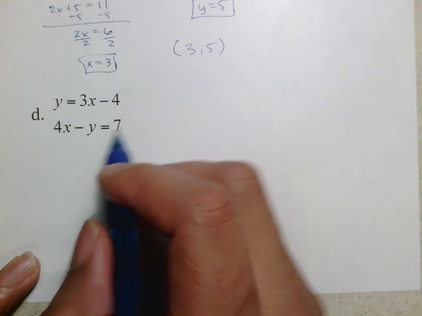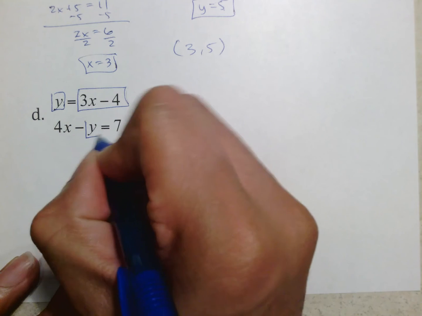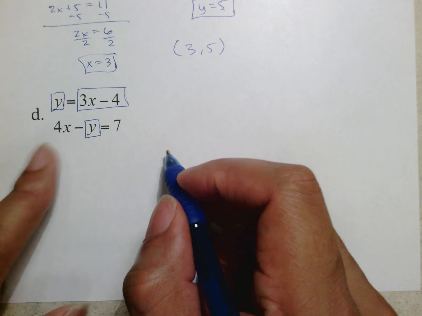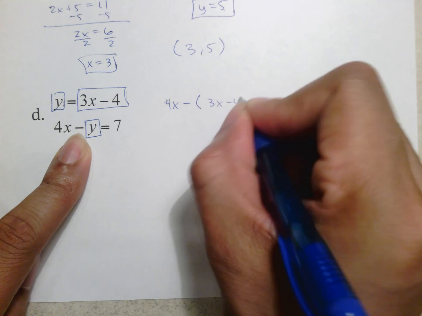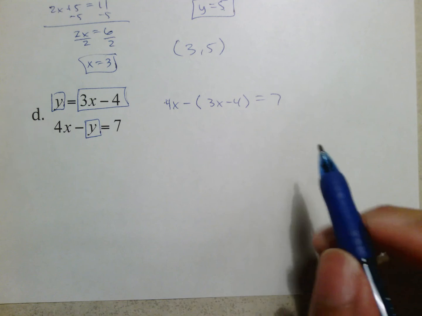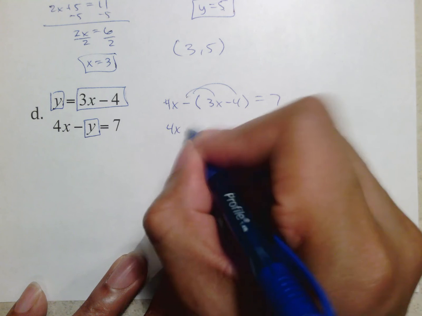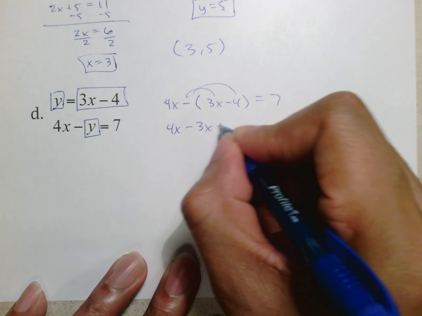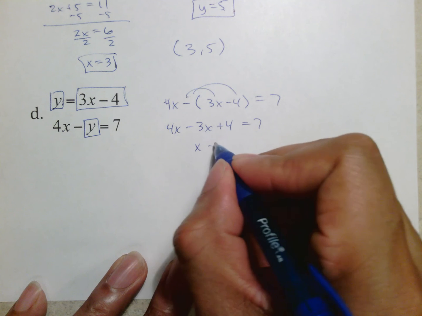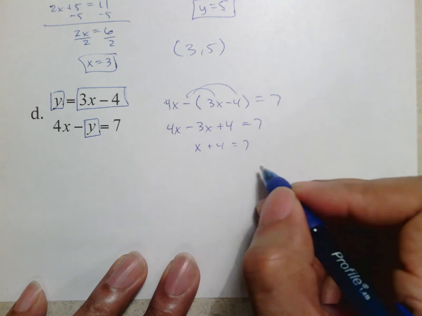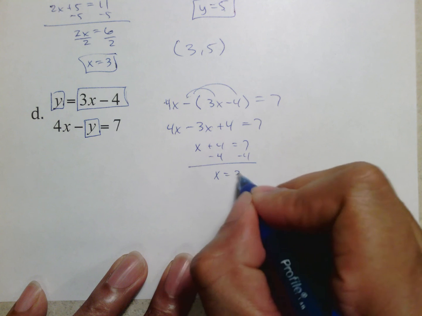When we look at question D, I see a y equals, or a y all by itself, so I put a box around it. I put a box around where it's going to go, and I have to be careful because it is negative, so I put 4x minus parentheses 3x minus 4 equals 7. You have to remember that this negative actually switches both of these signs, so it becomes 4x minus 3x and then plus 4 equals 7. This turns into x plus 4 equals 7, because 4 minus 3 is 1. And then when I subtract 4 from both sides, I again get x is equal to 3.